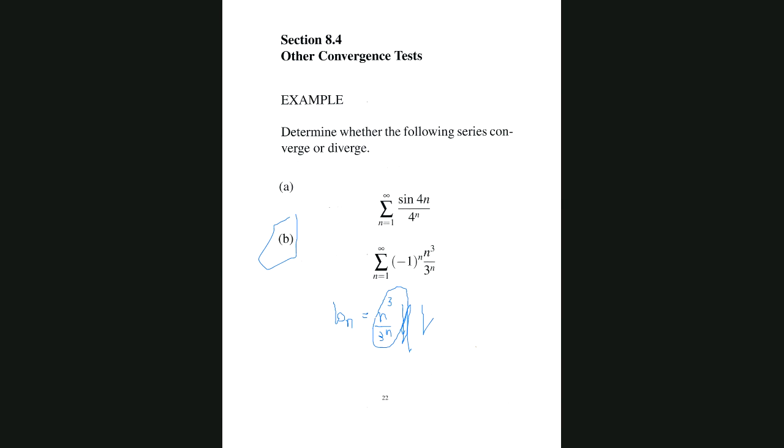And the comparison test is not going to be so easy to use here either. If we wanted to consider absolute convergence, the n cubed over 3 to the nth power, what would I compare that to? If I had 1 over 3 to the nth power instead of n cubed over 3 to the nth power, I could compare that to a geometric series quite easily. But you have an n cubed in the numerator. That makes it complicated to directly compare this to a geometric series. So what we need is a new test.